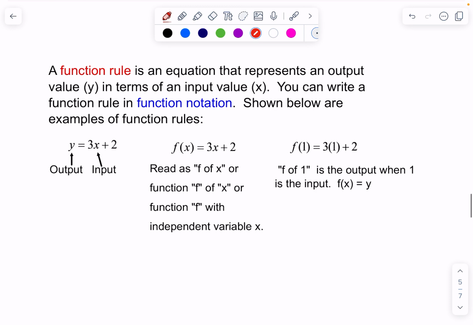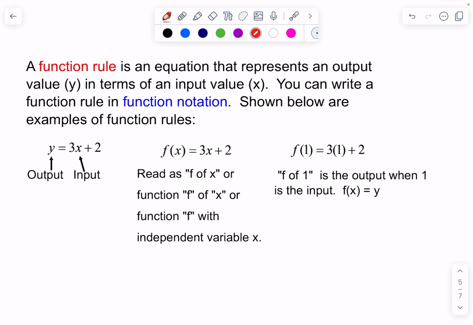Now, let's investigate a function rule. A lot of times people get really stressed out and confused with this whole f of x concept. So let's hopefully wrap it up today. A function rule is an equation that represents an output, y value, in terms of an input value, which is x. You can write a function rule in what's called function notation. Shown below are examples of function rules.